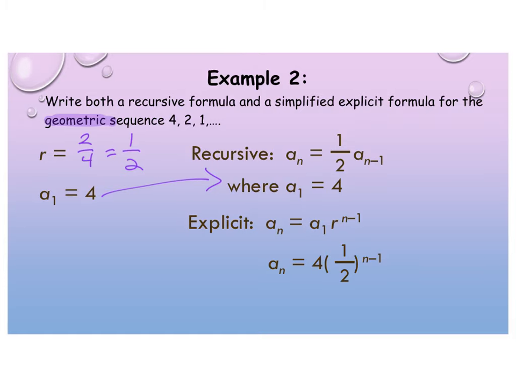Our explicit formula, we plug in the a sub 1, which is 4, and then we plug in R, which we found to be 1/2, and then it's to the n minus 1, and we're done. We don't have to really simplify it, unlike with arithmetic, we did.